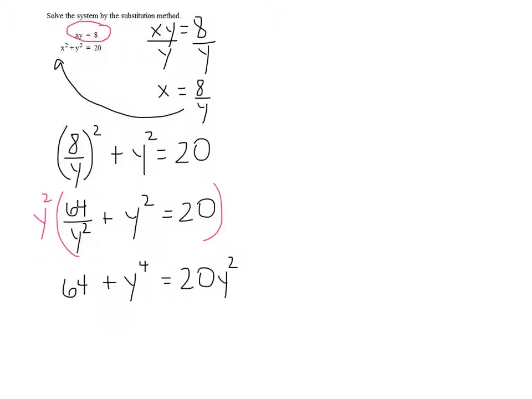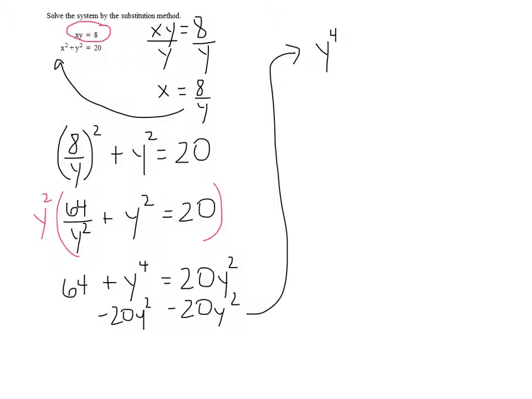So I'm going to rearrange this and see if I can factor it. I'd like to have my y to the 4th first, and then I'd like everything on the same side of the equation so I can factor. So I'll go ahead and subtract 20y squared. And what that gives me is y to the 4th minus 20y squared plus 64 equals 0.